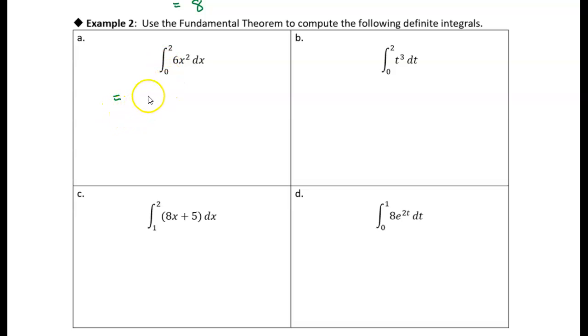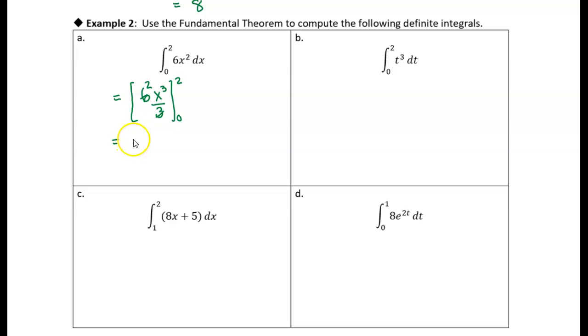All right, so the antiderivative of 6x squared. 6 is just a constant, so I'm just going to write it down, and then take the antiderivative of x squared. So the antiderivative of x squared is going to be x cubed over 3. All right, and I'm going to evaluate that antiderivative from 0 to 2. Now let's simplify this a little bit and make this 2x cubed.